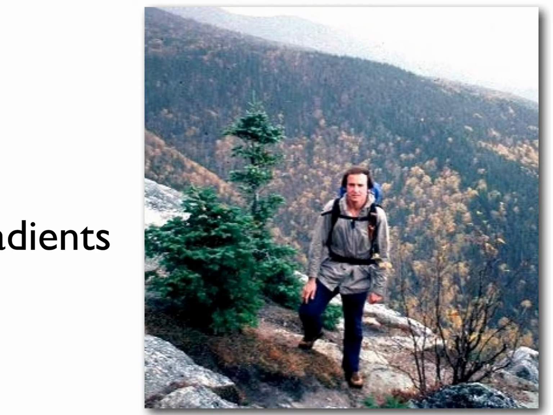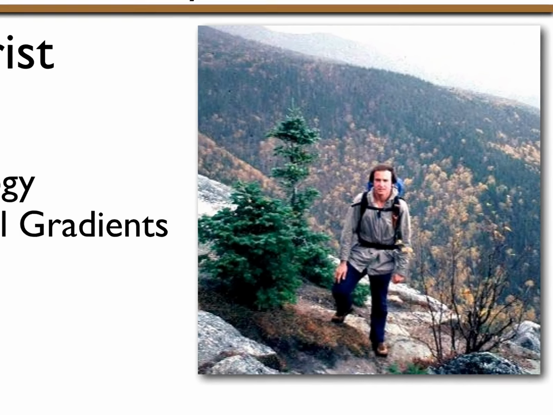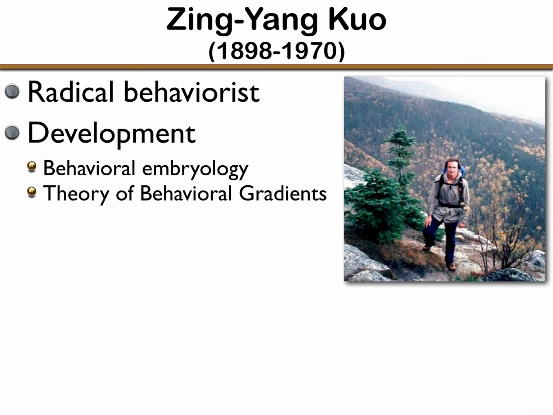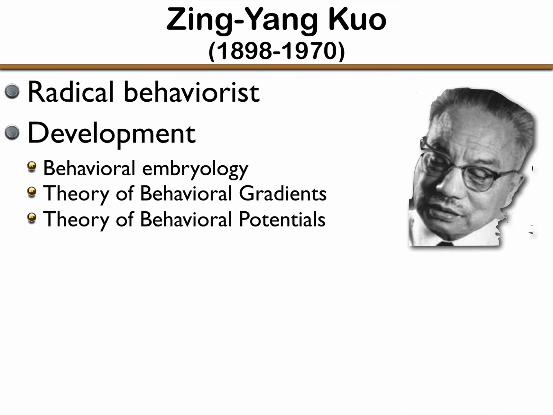I realized at that point how much one uses one's little toe in things that you would never even think are important. And it kind of goes back to what Kuo was saying in his theory of behavioral gradients. Every part of the body is involved in any given behavior. It's just that some are more involved than others, depending on what that behavior happens to be, thus the theory of behavioral gradients.